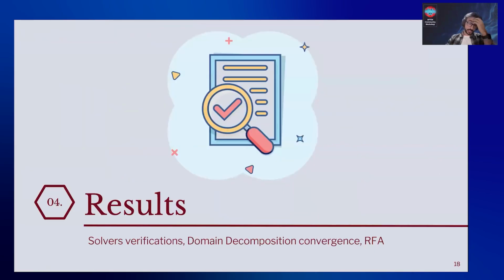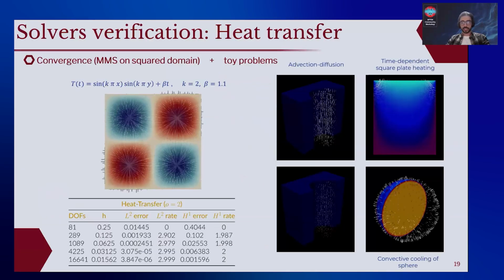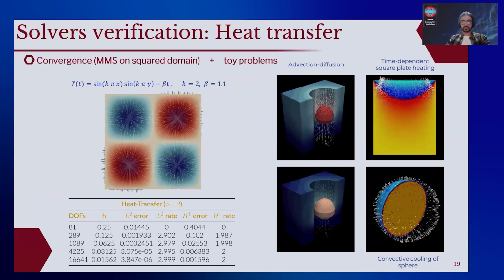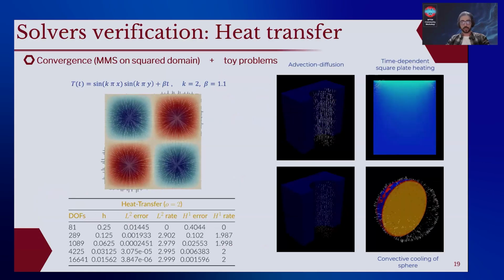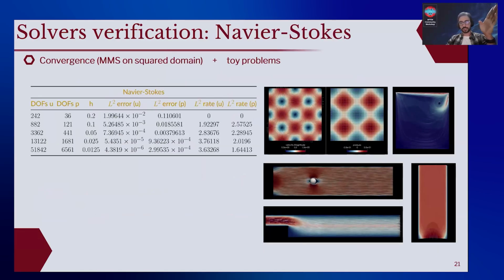For the results, again, this is a proof of concept, so we spent some time verifying each solver, then tested the domain decomposition, and finally the radiofrequency ablation. And for the verification, we follow a standard approach, so manufactured solution. We tested the convergence rates plus some additional toy problems for both the heat transfer, radiofrequency, and Navier-Stokes.